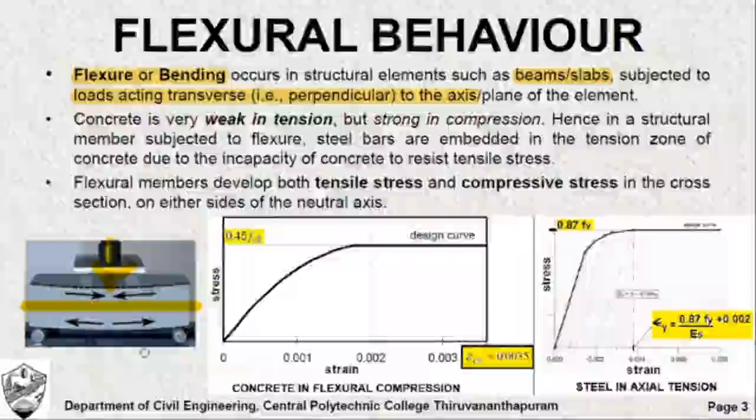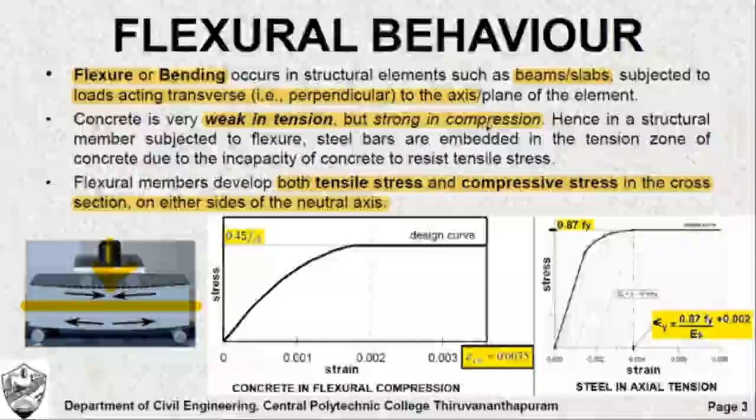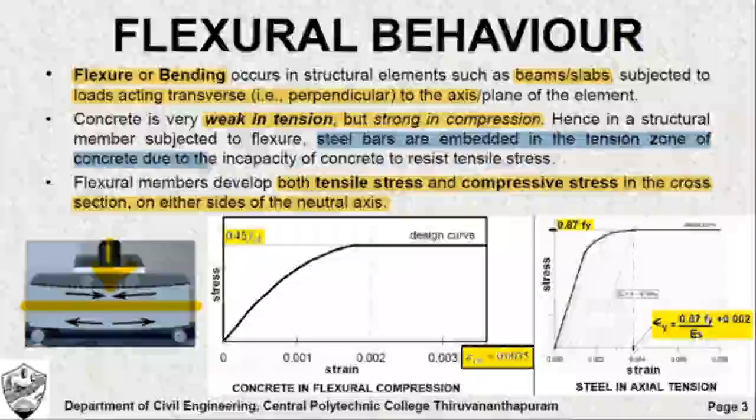So the same structural member develops both tensile stress as well as compressive stress in the cross section on either side of the neutral axis. So that is the speciality of a flexural member. But you know that concrete is very weak in tension and strong in compression. Since concrete is weak in tension, it is incapable of taking the tensile stresses developed in such flexural members. Hence we embed steel bars in the tension zone of the concrete.